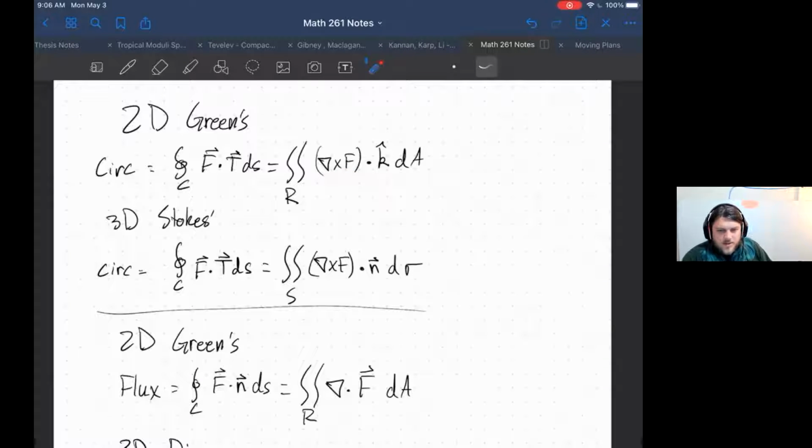For Stokes' theorem, again, it relates circulation, but now you have a curve in 3 dimensions that forms a loop, and that loop forms the boundary of a surface out in 3 dimensions. So in Green's theorem, this is all 2D in the xy plane. Stokes' theorem is the same exact idea, except this is now in 3 dimensions.